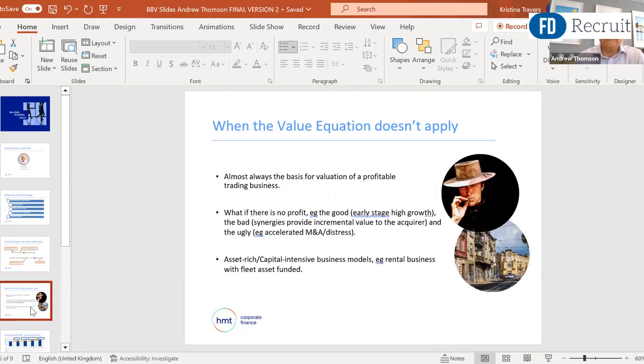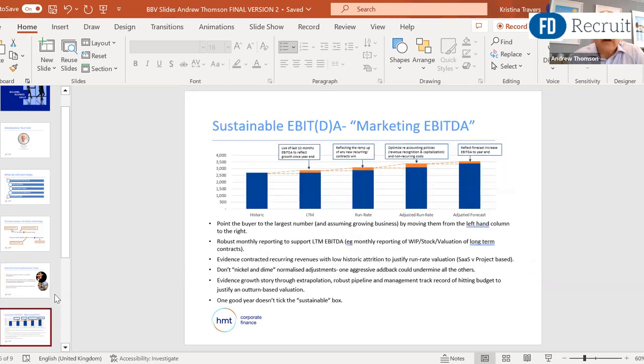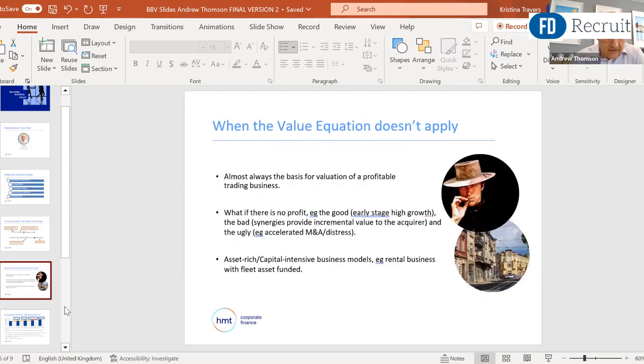When wouldn't you apply a value equation? It's normally always used when it's a profitable trading business, but if there's no profit, and that can be businesses with lots of inherent value, such as early stage, high growth businesses, you'd value on a DCF basis, or they could be struggling businesses, where you may value on a breakup basis, and things in between. Another example where it may not be relevant is asset-rich, capital-intensive businesses, such as a rental business with a fleet which could be asset-funded.